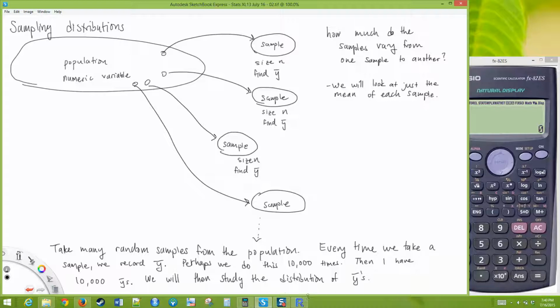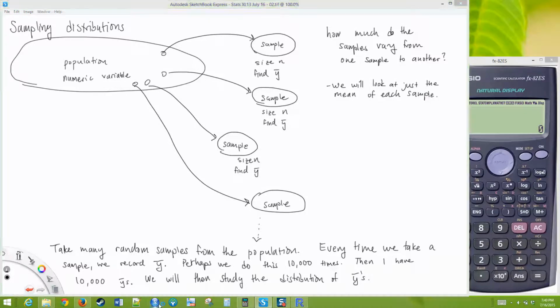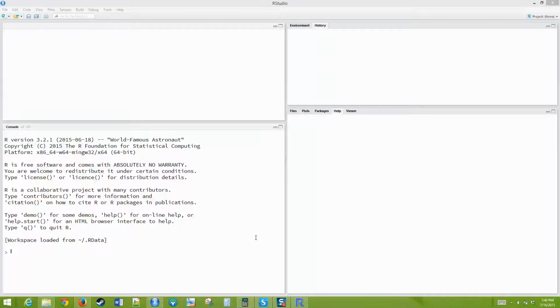So this gives us an idea of what a sampling distribution is all about. The sampling distribution, at least for the sample mean, is the idea that we've got some population and we repeatedly take samples of size n from that population. We record the y bar for every single sample, and then we look at the distribution of all of those y bars. So I'm going to do a simulation here with RStudio.